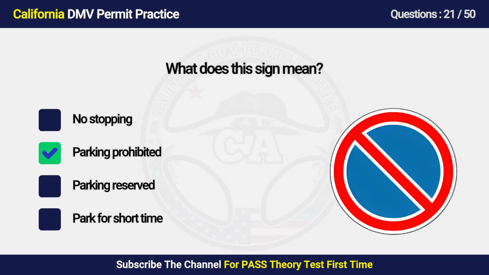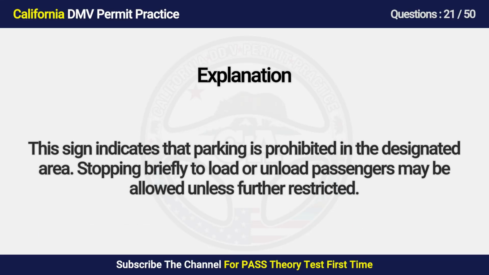Answer is B. Parking prohibited. This sign indicates that parking is prohibited in the area. Stopping briefly to load or unload passengers may be allowed unless further restricted.